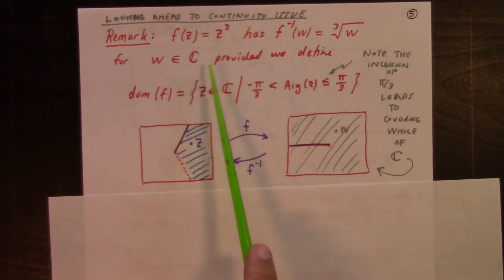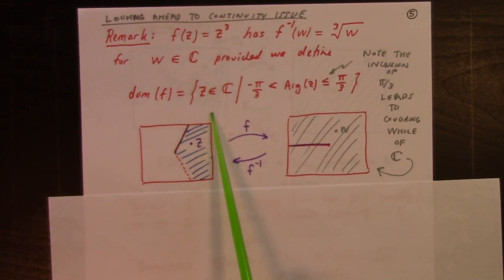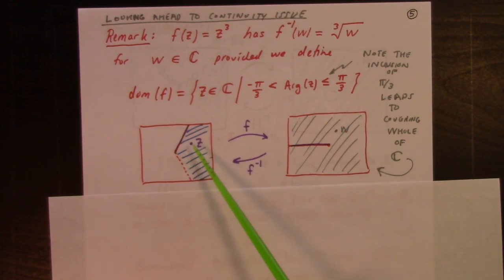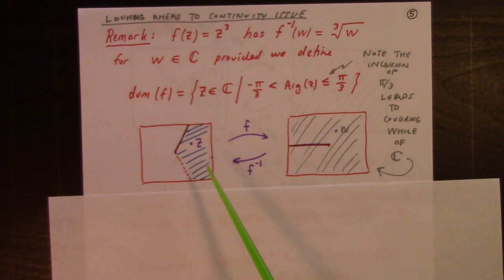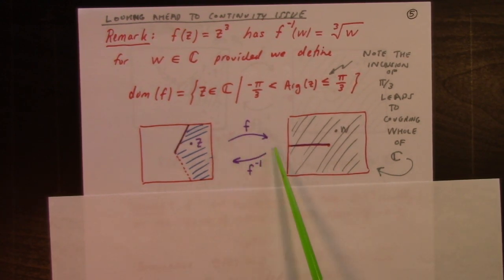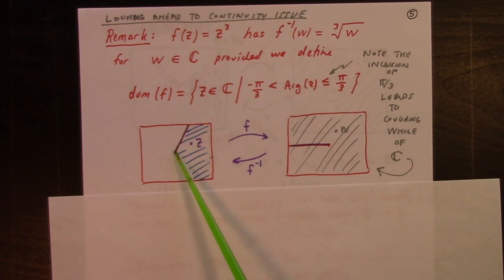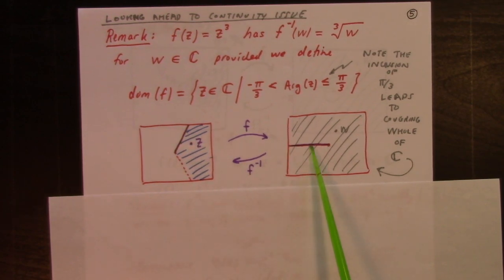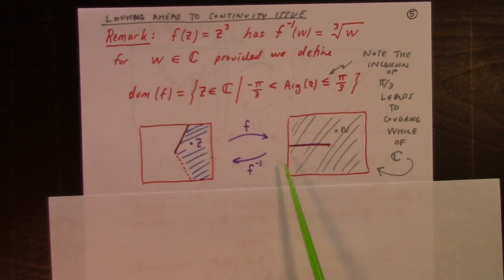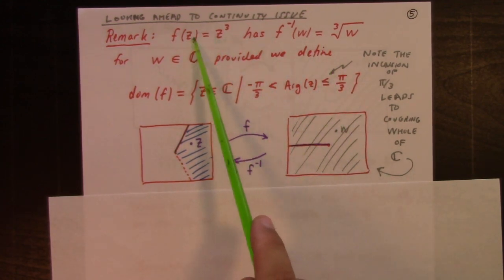For w in C, provided we define the domain of f to be not an open third plane, but it's neither open nor closed. It's something else. We'll learn what those words mean soon, but for the moment I'm just using them. You probably know what it means intuitively though, right? So you notice I've included that edge, and that edge maps to what was slit before. And so we cover the whole plane. It's still an inverse function. I mean, that's not wrong.